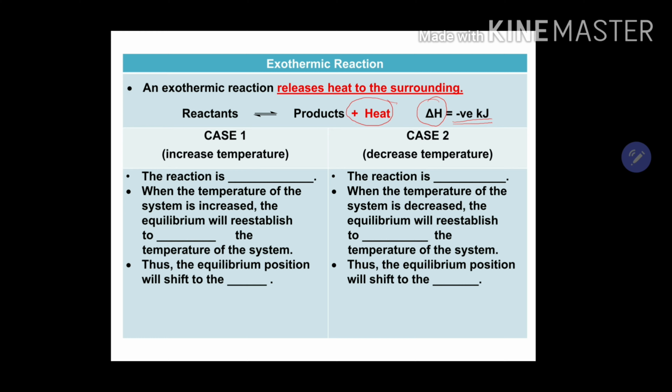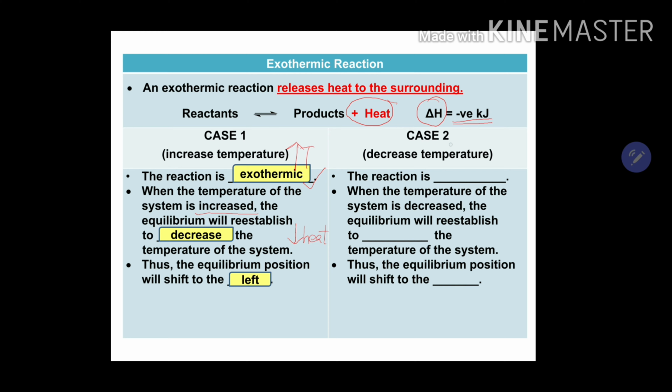Okay, now look at the first case. The first disturbance is we increase the temperature. First is the type of reaction, exothermic. When the temperature is increased, the system will re-establish to decrease back the temperature. How to decrease the temperature? By decreasing heat. So how to decrease heat? It will shift to the left, because heat is a component on the right hand side.